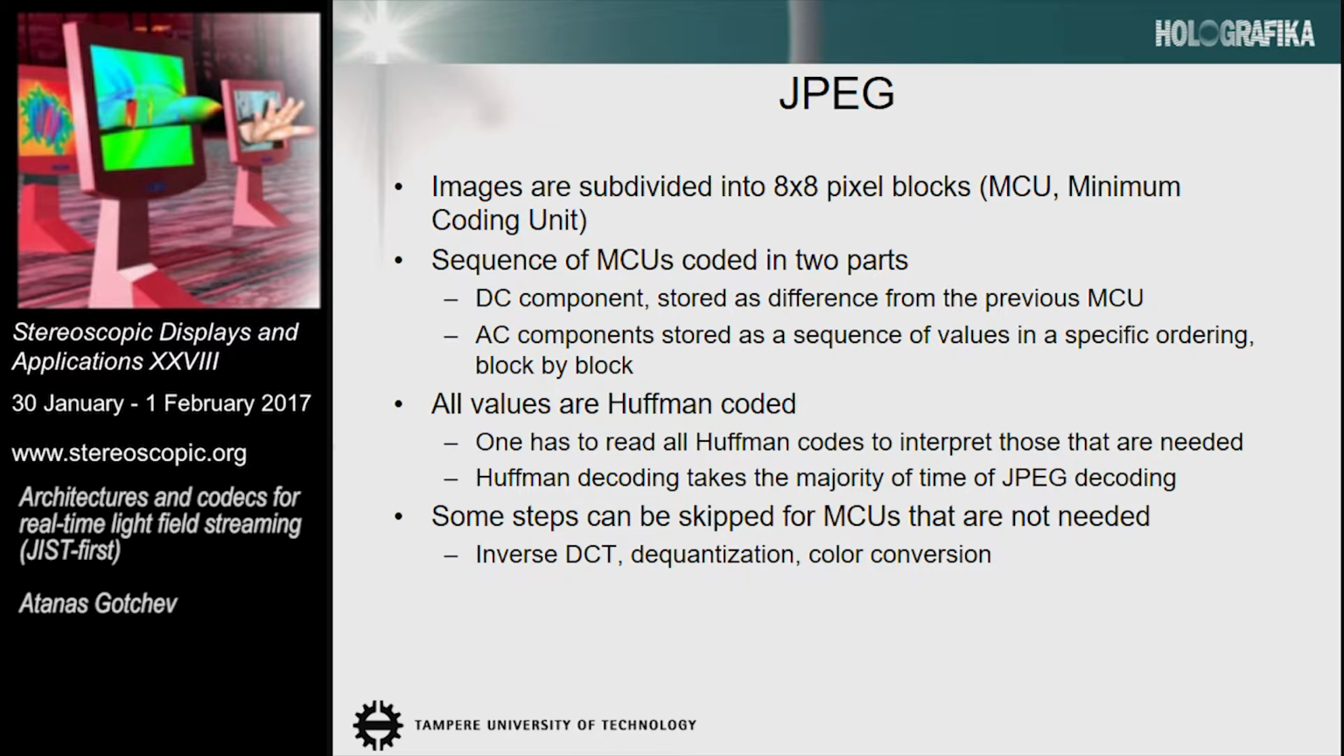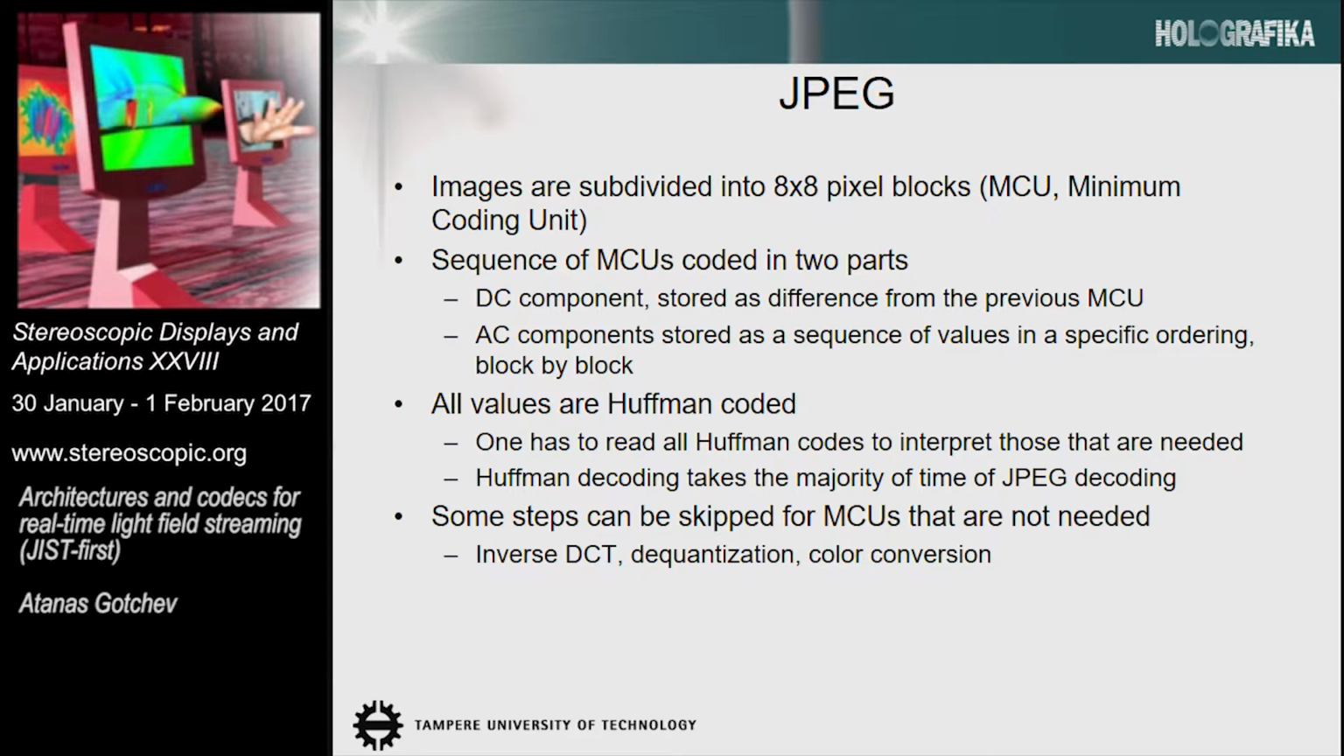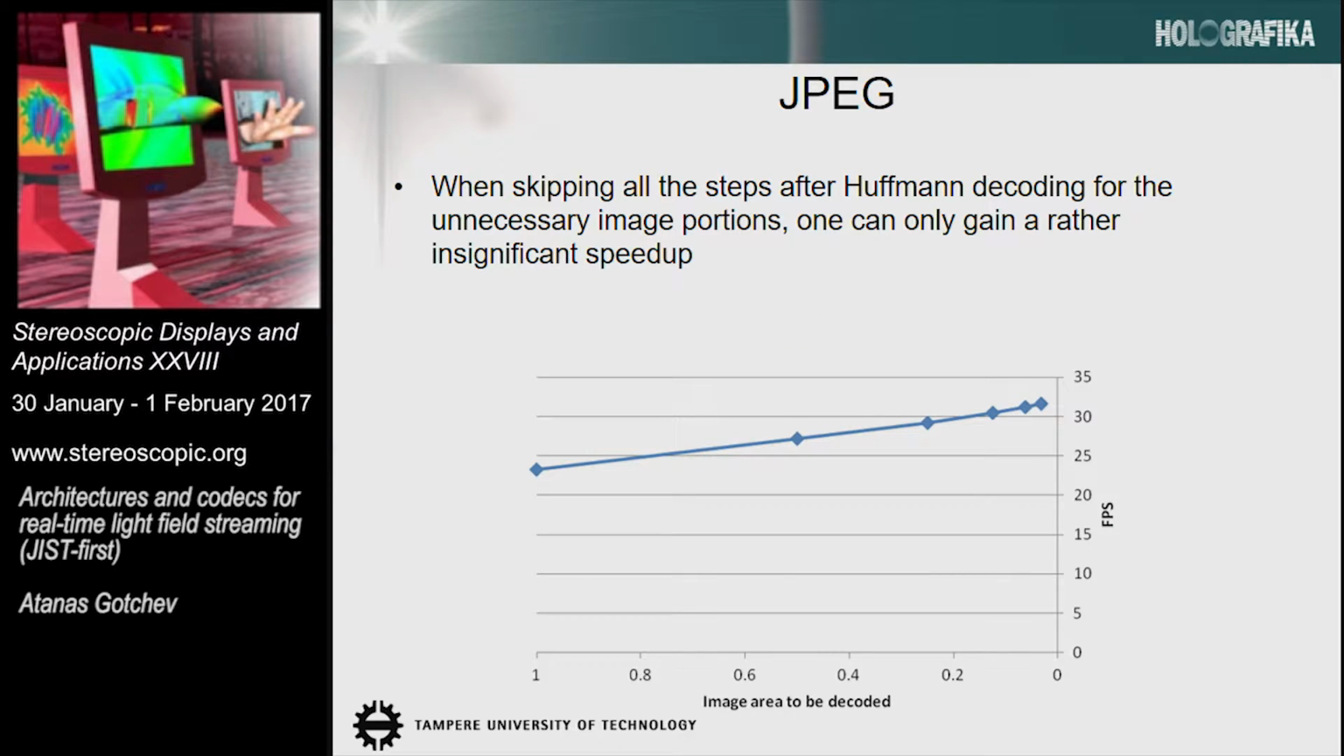In JPEG, we have partitioning in 8x8 pixel blocks, which are processed in the discrete cosine transform domain, with DC and AC components separately going through Huffman coding. The Huffman coding here is the bottleneck, because the decoder requires the entire Huffman code in order to decode it and then start processing it through the inverse transform, dequantization, and so on. So if we only skip the inverse transform and dequantization parts, the improvement is only marginal.